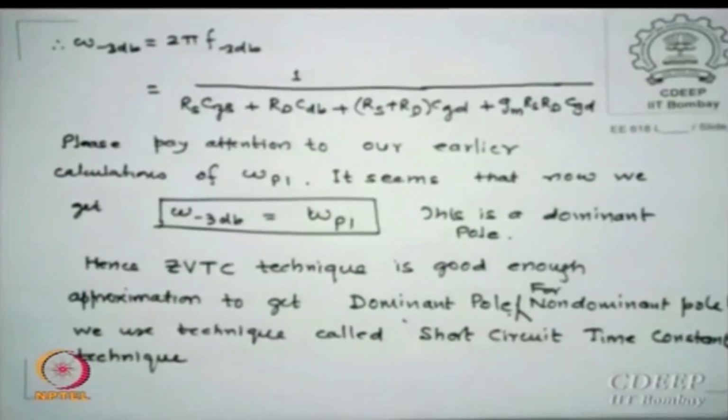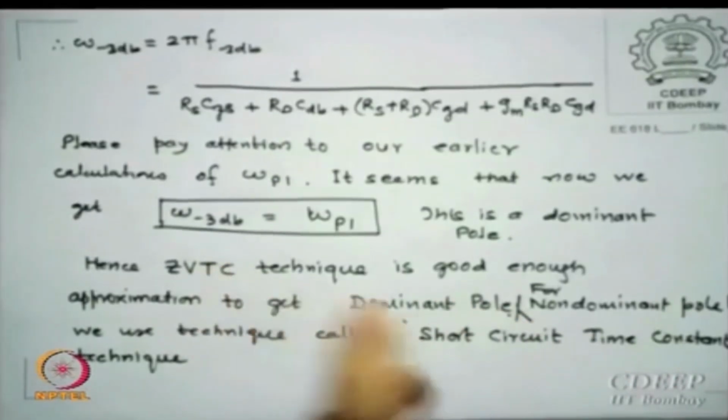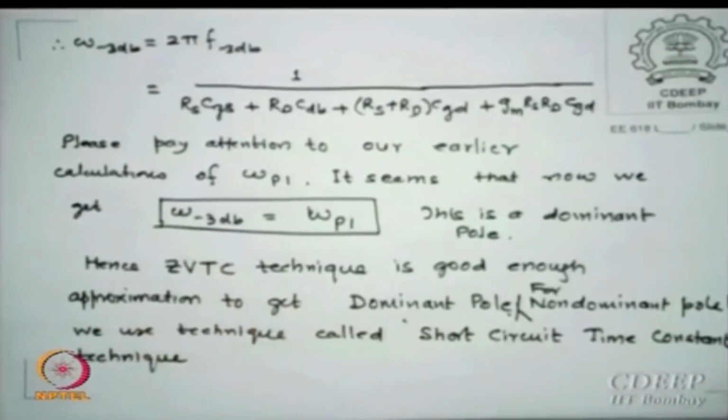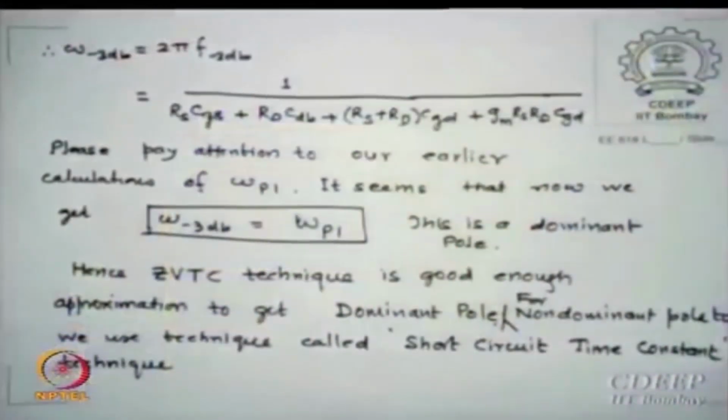For the non-dominant pole too, we must know another technique. That was the first method; the second was the open circuit time constant technique. Its opposite is the short circuit technique. Where we were opening the capacitor, we will now actually short it. So instead of just telling you the technique, I have chosen an example, and it should take maybe 5 minutes.